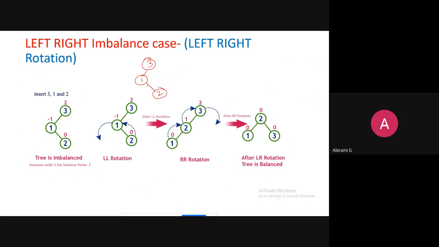Now check the balance factor. What is the balance factor of this one? It is 0, because there is no child. What is the balance factor of this node? There is no height here because there is no child.